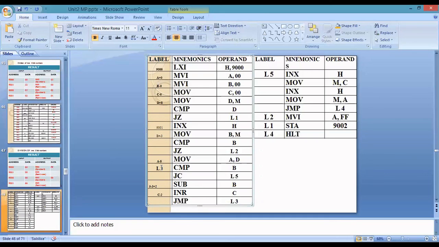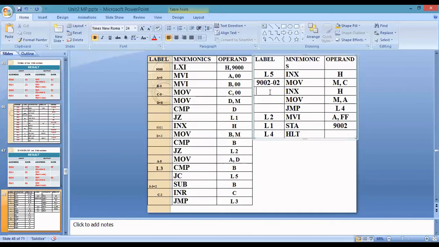Next, jump L3, it will come here. Now it will compare B. The A value is 2 and the B value is 3, so you will get a carry. Carry means it will jump to L5. It will come here and increment the HL register pair. Already you have 9001, so it will be 9002. Move M comma C. Now I am going to store the quotient. The quotient value is 2, because 8 divided by 3 gives quotient 2, remainder 2. So the C value 2 is moved to this memory address.